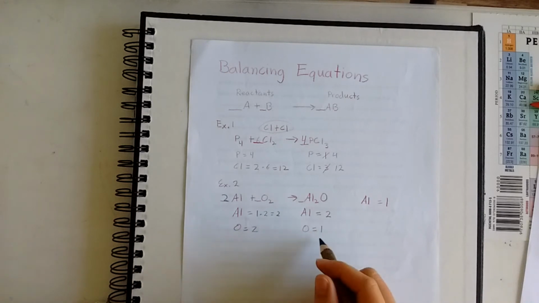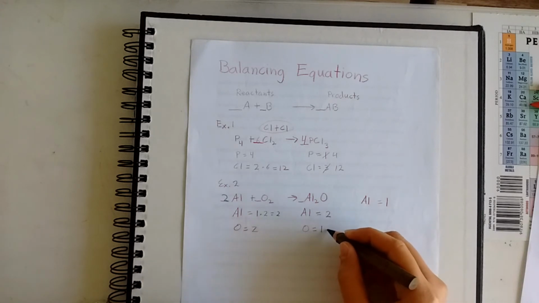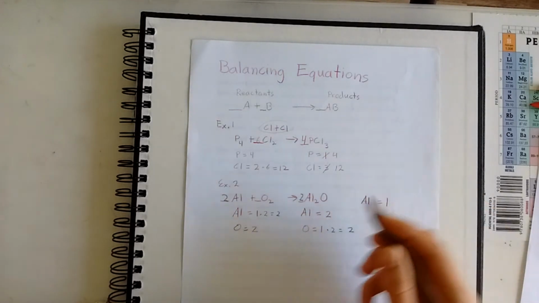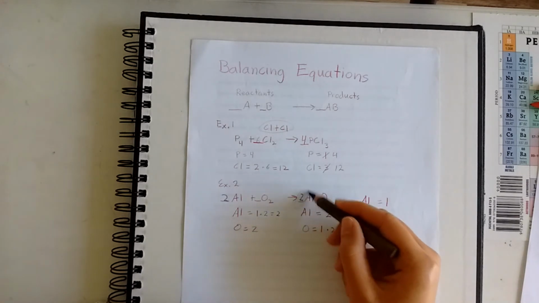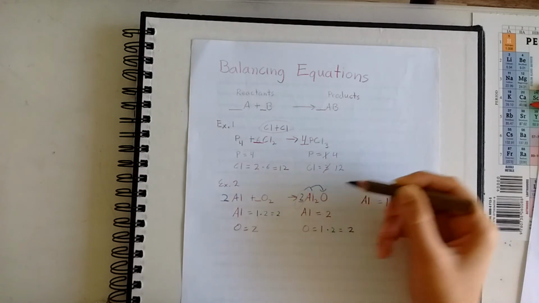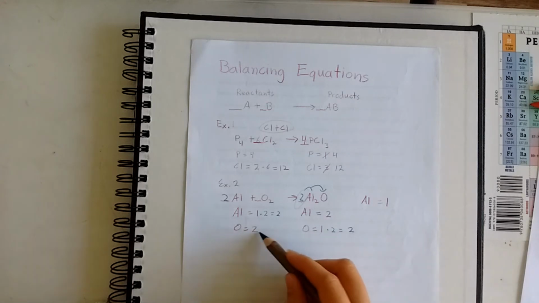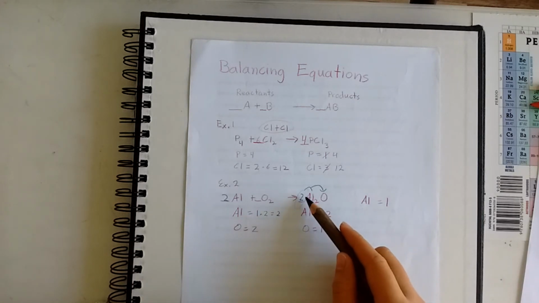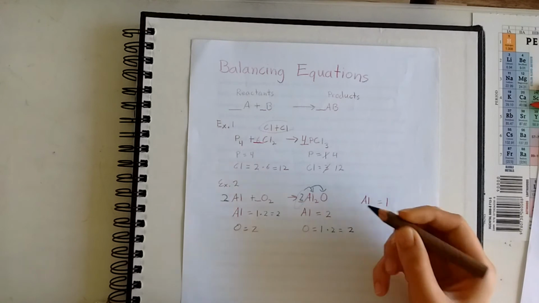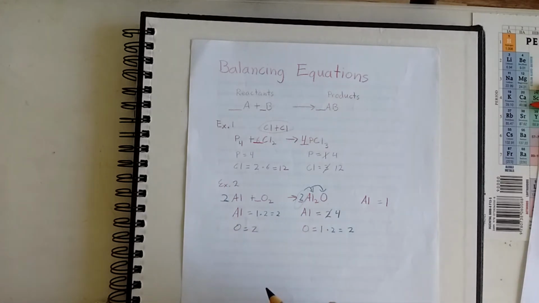Now for oxygen here, we can use the same logic, right? So 1 times 2 is 2 for oxygen. But when we put the coefficient here, it applies to aluminum and it also applies to oxygen. So we know that it's 2 times 1 for oxygen, which gave us 2 oxygens. So oxygen is fine for now. But for aluminum, it has to go 2 times the 2 here, which we know is 4. So our number of aluminums changed to 4.